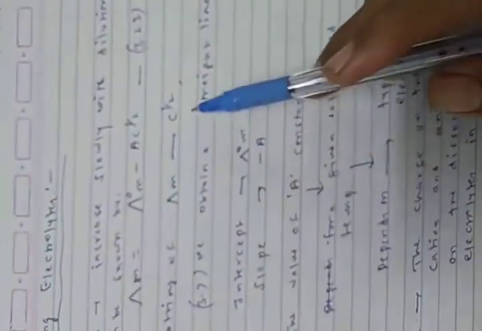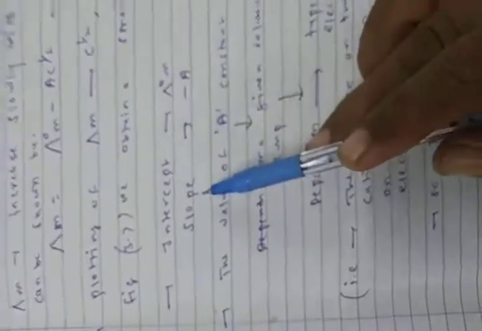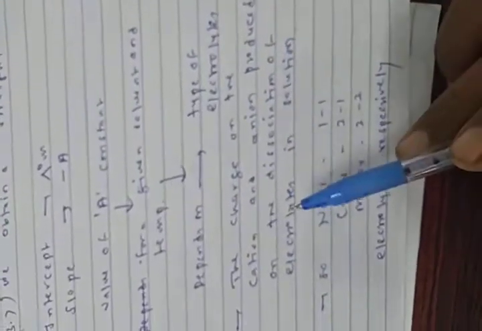Plotting molar conductivity versus C to the power half, in figure 3.7 we obtained a straight line. We will know the value of the intercept, that is lambda, the molar conductivity at 0 concentration, and the slope is minus A. The value of the constant A for a given solvent and temperature depends on the type of electrolyte, that is, the charges of the cations and anions produced on dissociation of the electrolyte in the solution.